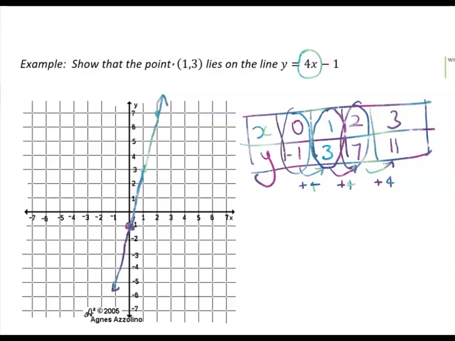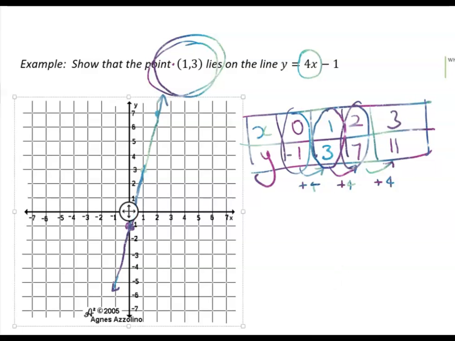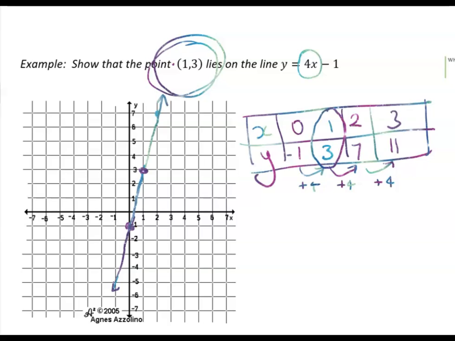All right. Now, the question says, show that this point, 1, 3, lies on the line. Well, you can see now, go across 1 and up 3, and there's that point there. It lies on the line. And the reason it lies on the line is because it's actually in the table. So here it is here in the table. When x is 1, y is 3.